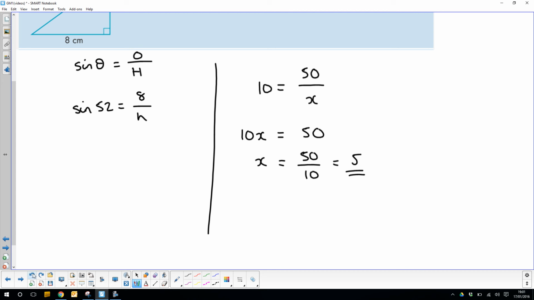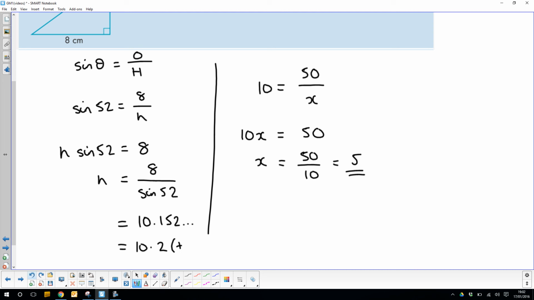Just so you know, sine 52 is 0.788010753, but as I say, we're not going to worry about that. What we're going to do first is times both sides by h, which gives us h times sine 52 equals 8. And then we divide by that sine 52, so we get 8 over sine 52. And then it's a calculator exercise. So 8 divided by sine 52, press equals, and we get 10.152..., which I will put as 10.2 to 3 significant figures.